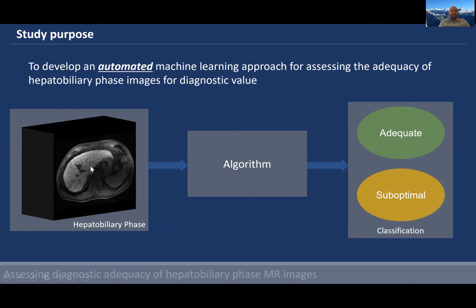So the gist of it is this: we take this 3D volumetric image or 3D volumetric series of the liver. We propagate it through some sort of algorithm, and this algorithm will produce a binary classification, classifying the image as adequate for diagnostic adequacy, or conversely suboptimal for diagnostic adequacy.